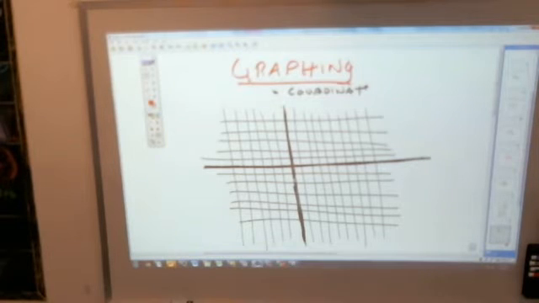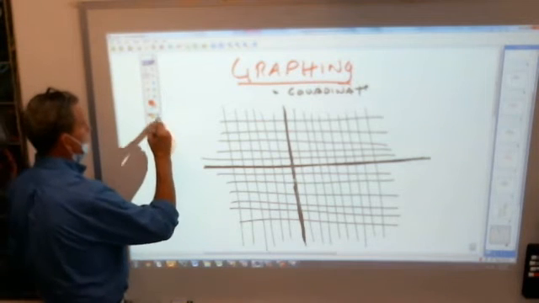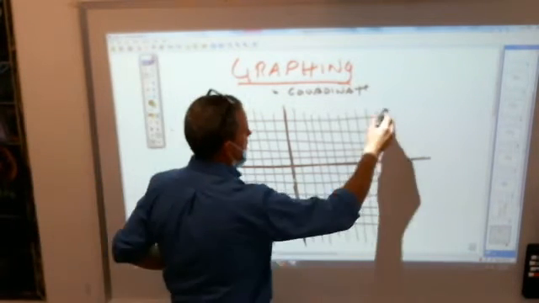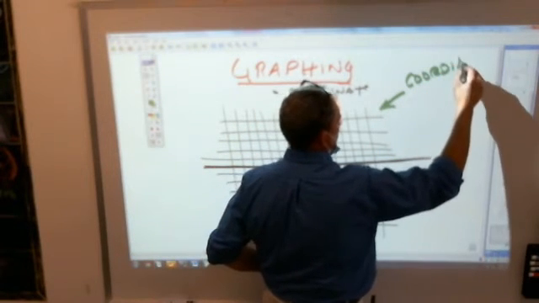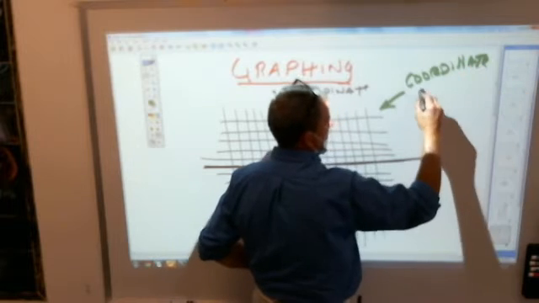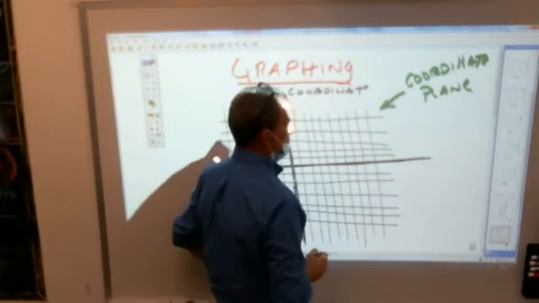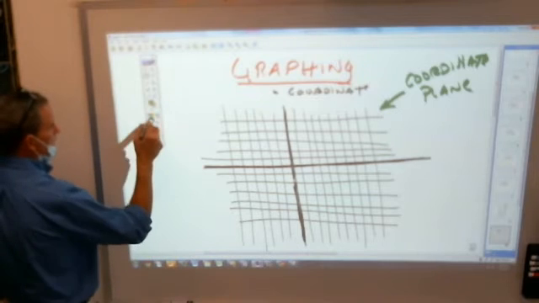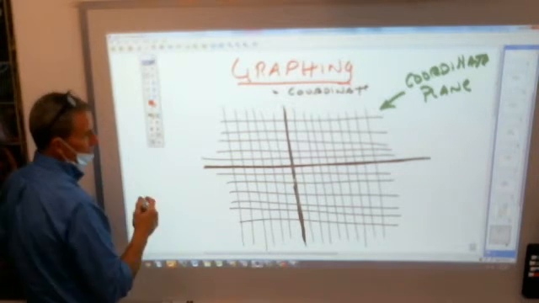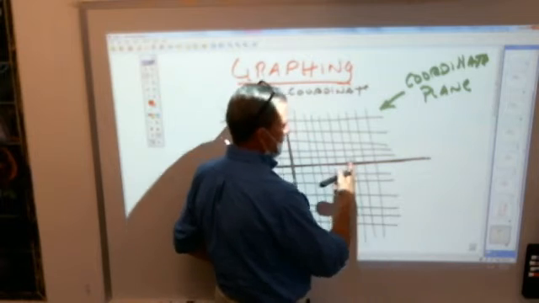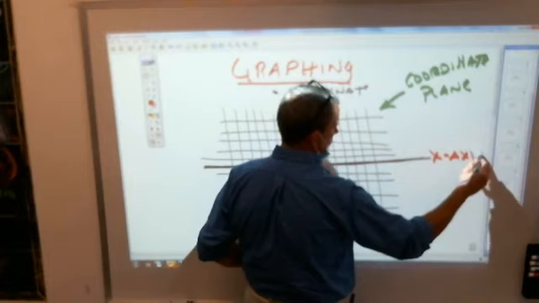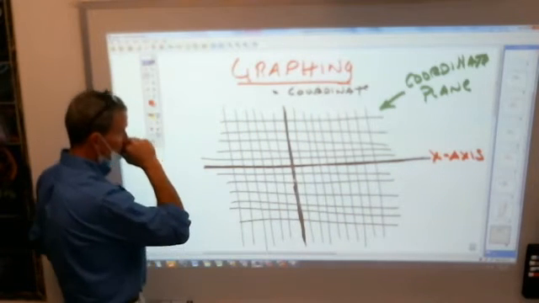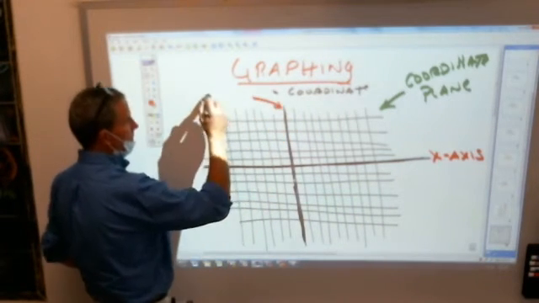Okay. This thing right here, ladies and gentlemen, this bad boy right here is called the coordinate plane. And on it we have this. We have this straight across the thicker line right here. This is called the x-axis. And the one that goes straight up and down, believe it or not, is called the y-axis.